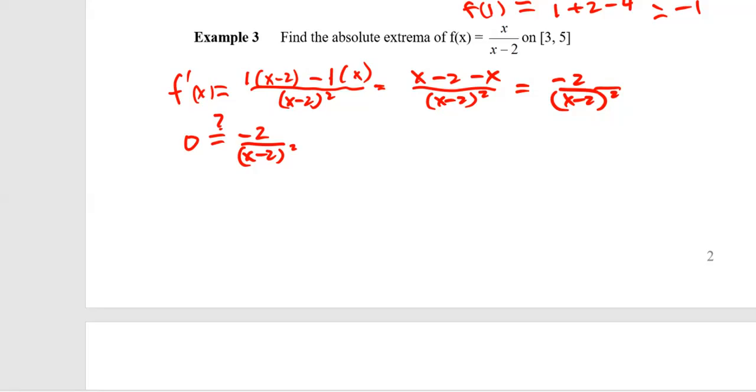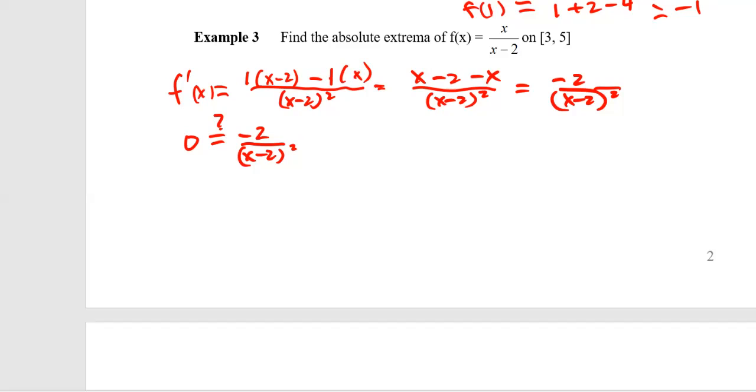Where is it undefined? Well, it'd be undefined at x equals 2, because the denominator would be a 0. But x equals 2 is not in the domain for this function. Okay, it's not in the domain. So that x equals 2 is actually what you might recall, a vertical asymptote. Now, that doesn't affect us. There are no critical numbers.